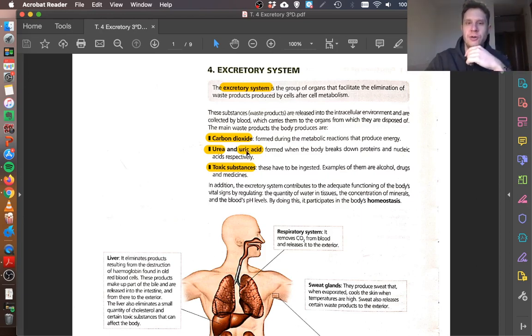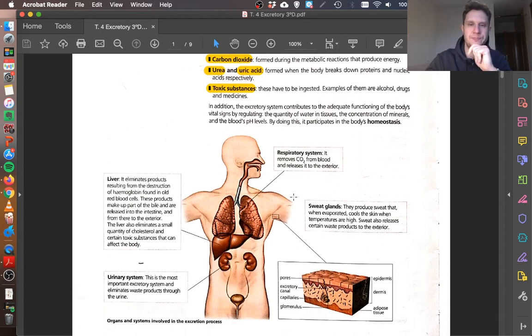Urea and uric acid are formed to break down proteins. All these people that build muscle and are constantly consuming proteins are putting their kidneys at risk. They are generating a lot of urea and uric acid. Also toxic substances that we can ingest or drink, like alcohol, drugs, and medicines.